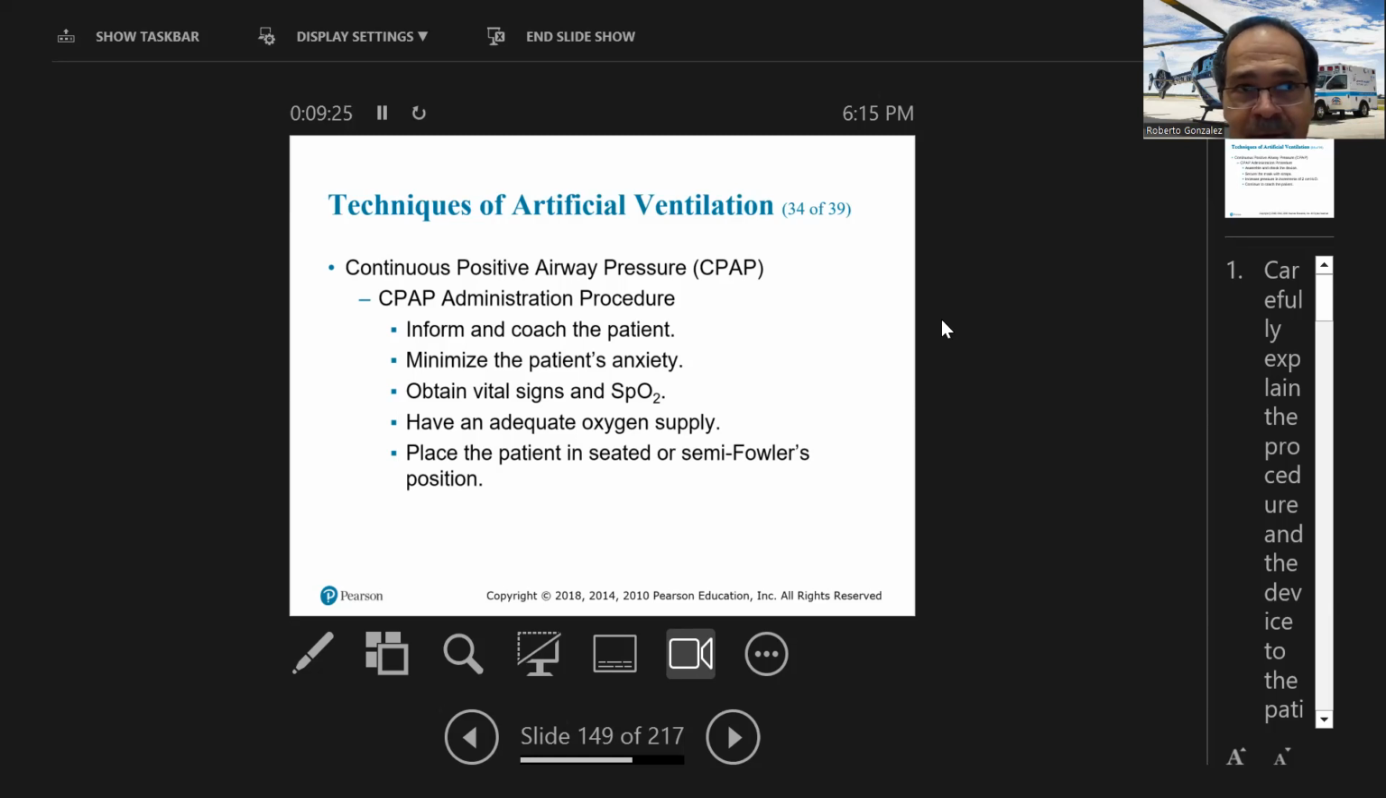Now, I know that you guys work on transfers. Which is the most common way of transferring a patient? Semi-Fowler's. Let's see.